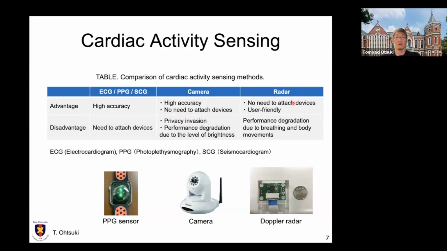Radar is another technique to detect vital signs or RRI. And the radar, like a camera, has no need to attach devices, so in such a sense, it is user-friendly. However, with radar we always try to detect very small movements, such as the small chest movement due to heart activity. Then it can be easily contaminated by noise, such as body movement. So that's a very challenging part.